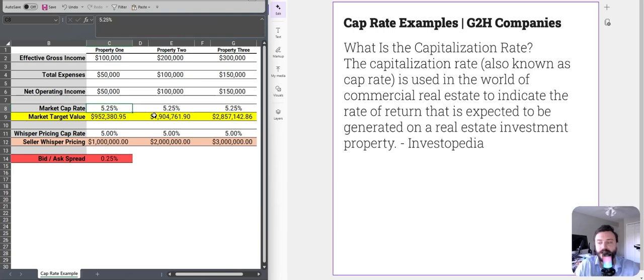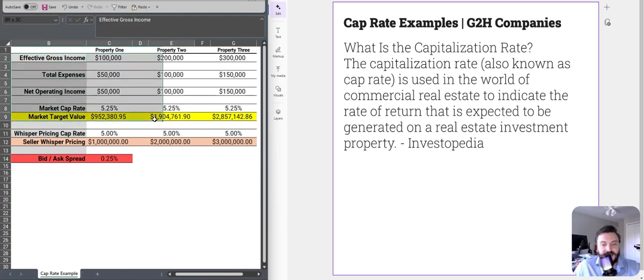Maybe the more involved you are in the market, the more sure of this number you're going to be. But make no mistake, this is a guess. Until you have somebody that will pay you a certain amount of money for the property, you are guessing what it's worth. Okay, so let's get that out of the way. This is a guess at value. Okay. And what you see here is a whisper pricing cap rate. So we'll get to that in a second.